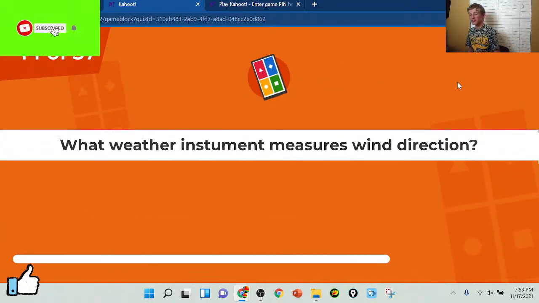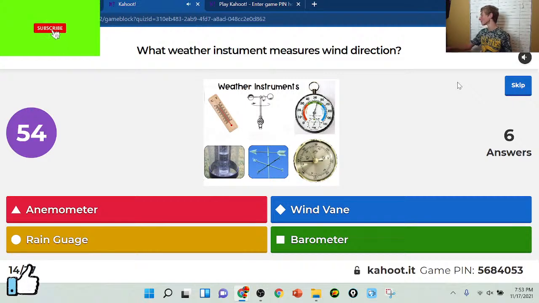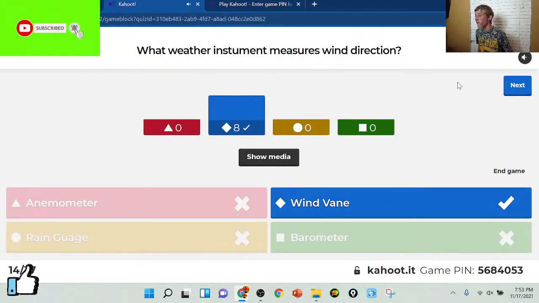What weather instrument measures wind direction? Is it the anemometer, the wind vane, the rain gauge, or the barometer? Good. Everybody got that question right. That's good. Very, very good.